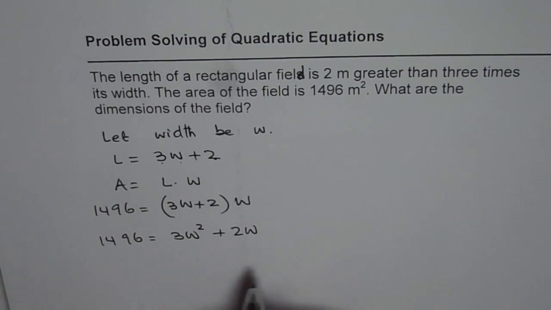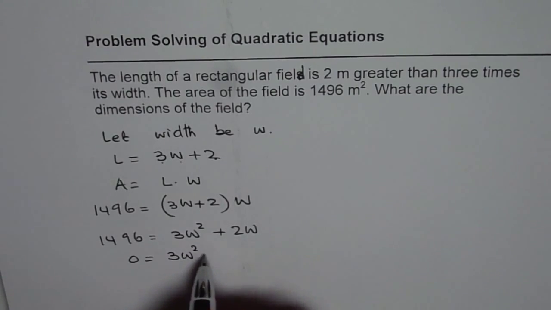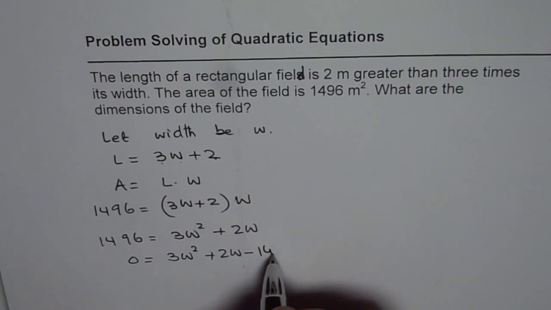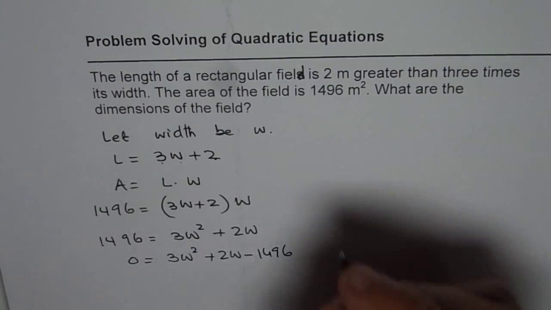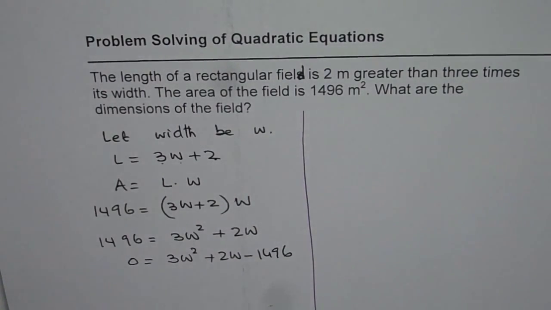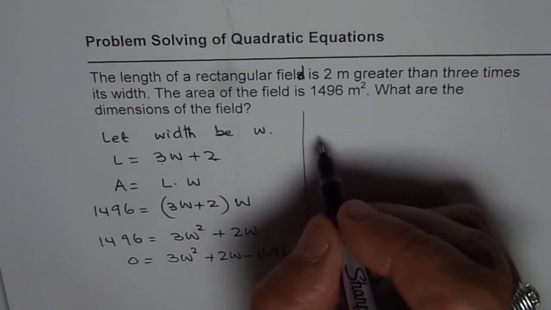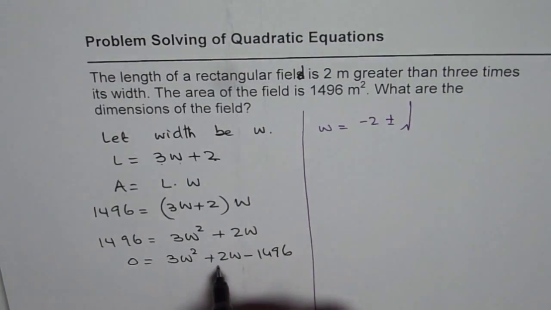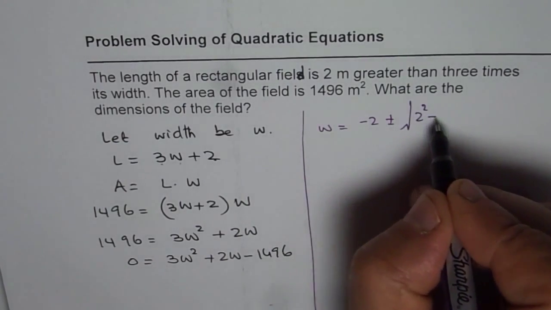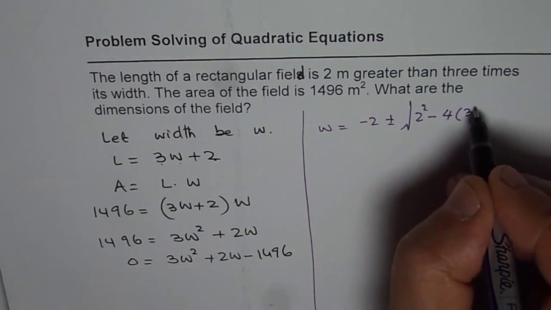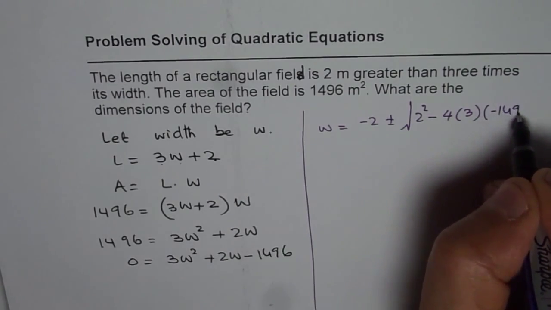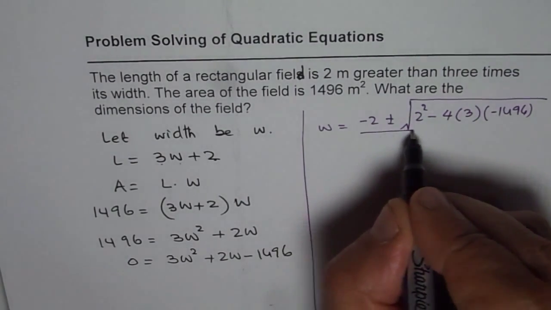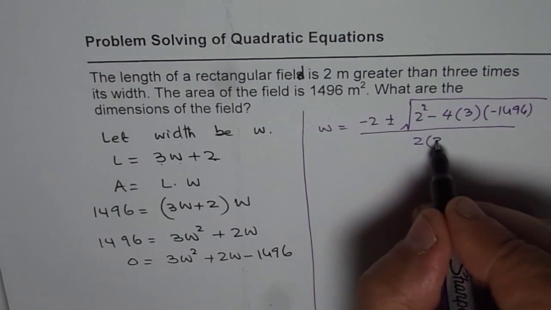Bring all the terms together. So that gives 0 equals 3W square plus 2W minus 1496, right? And now you can use the quadratic formula or you can factor this equation to solve. Since the numbers are very big, I will recommend you to use the quadratic formula itself. So from the quadratic formula, we get width equals minus b, which is minus 2, plus or minus the square root of b square, which is 2 square, minus 4ac. So 4 times a, which is 3, times minus 1496, all divided by 2 times a, which is 3.